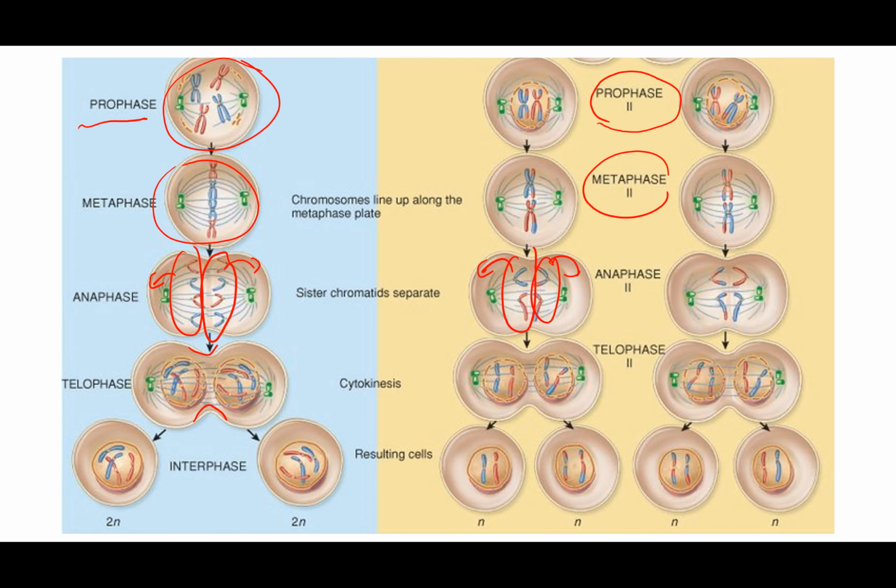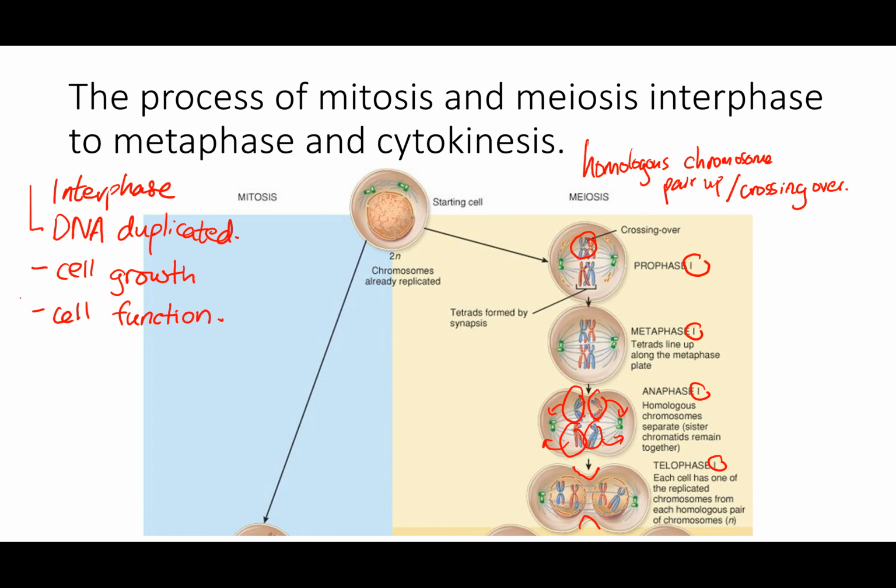Be able to recognize the picture. If you see that the homologous chromosomes are still in the cells, and then they line up in pairs, you know that it's meiosis 1. Don't choose those that are 2.